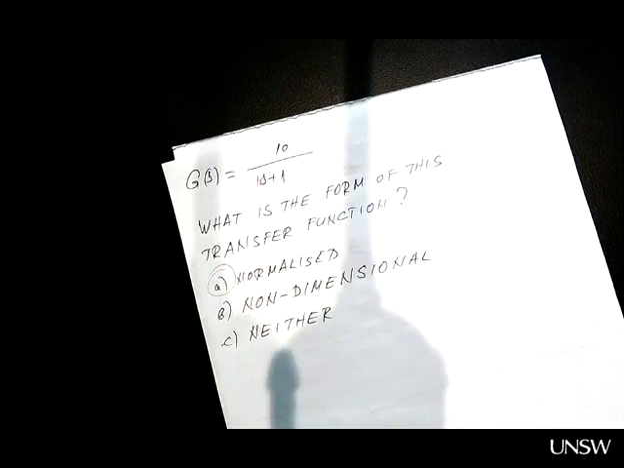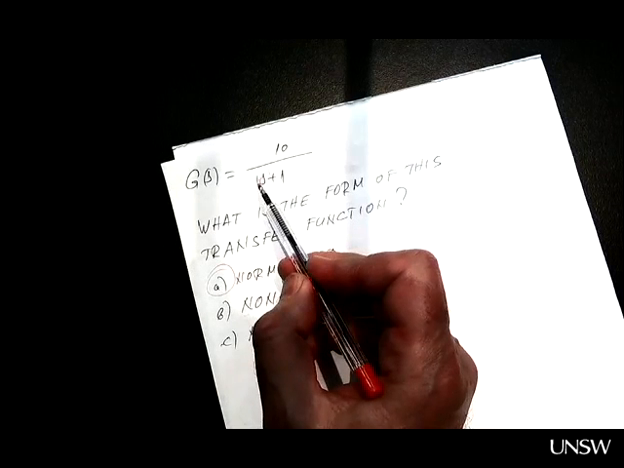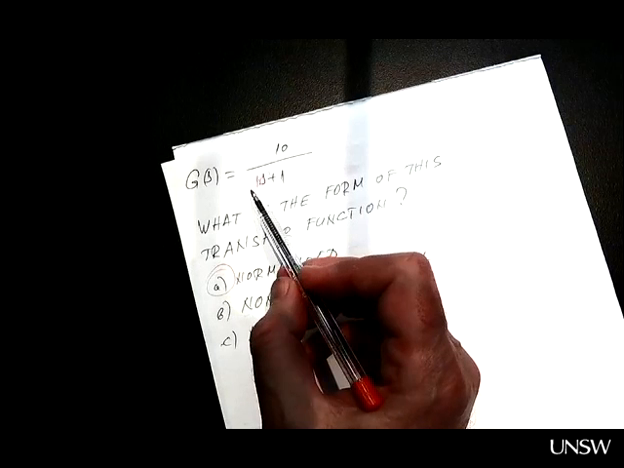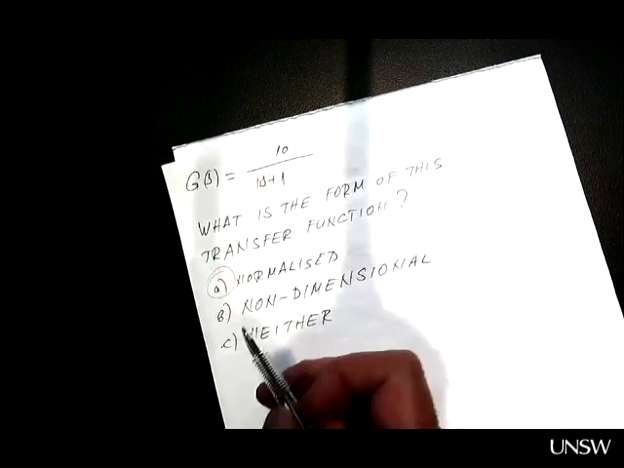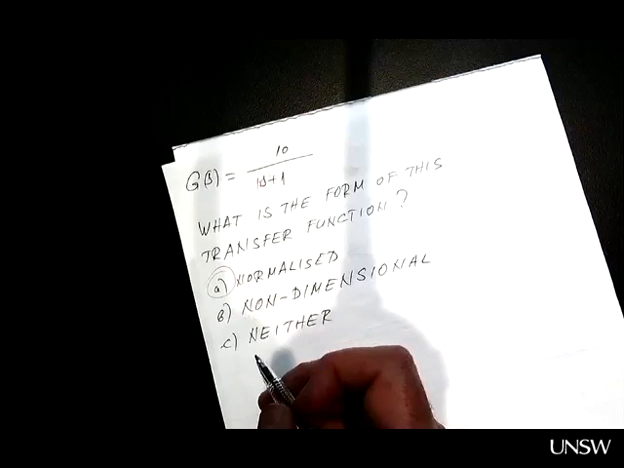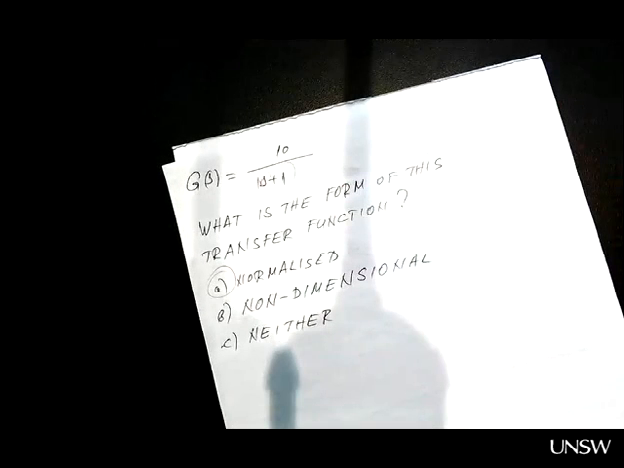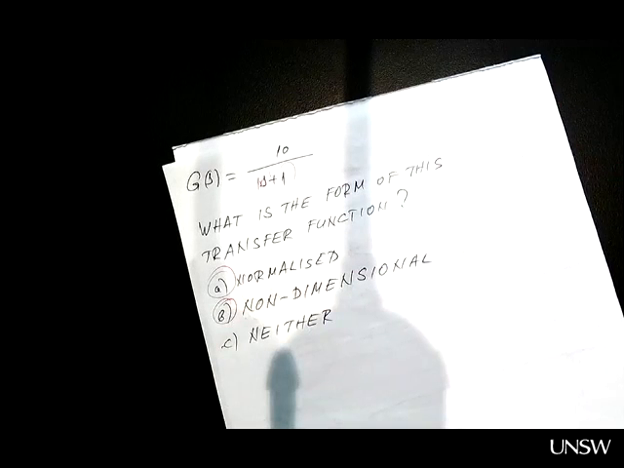Okay, so it's A. This transfer function is normalized because first of all, the highest order term is S. It's a first order polynomial. And the coefficient multiplying S is 1. Non-dimensional means that the last term, the term with S to the power of 0, equals 1. So this transfer function is also non-dimensional. So this is a special case.